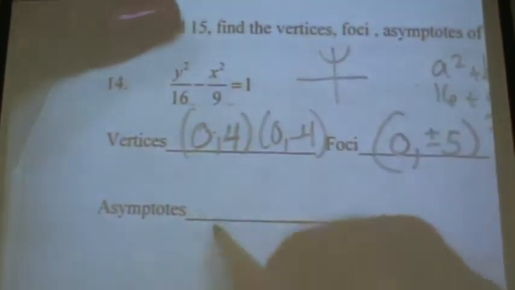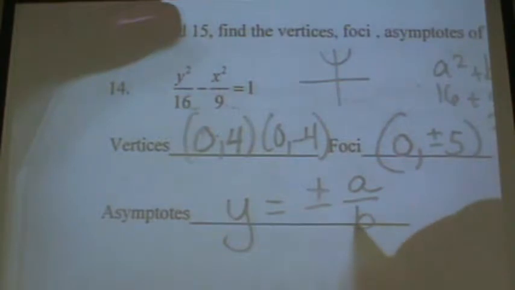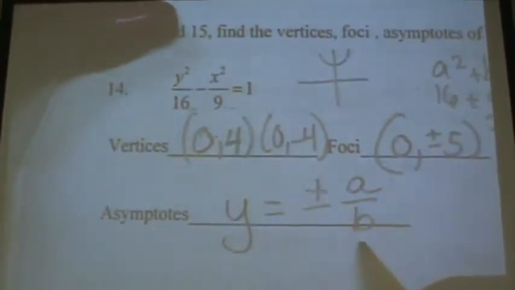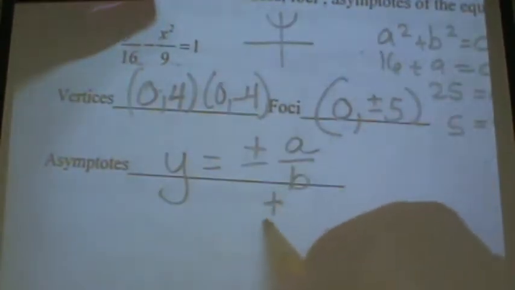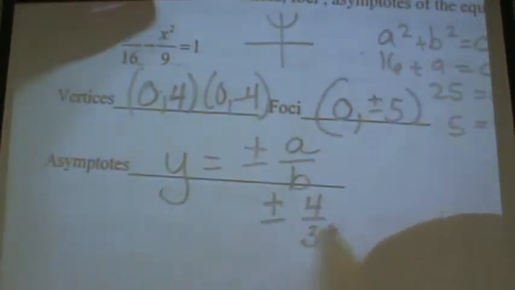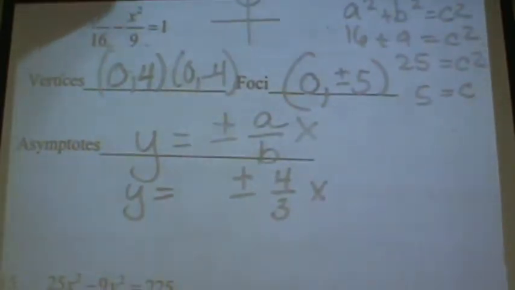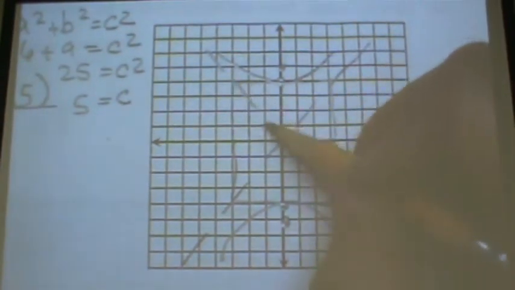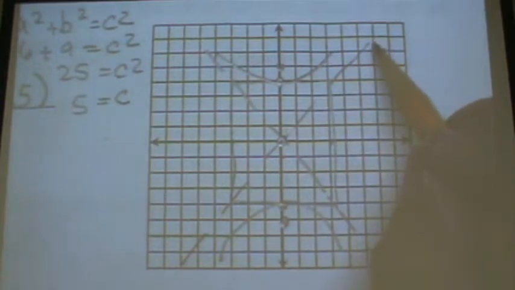And your asymptotes, if it's like a tree, your asymptotes are plus or minus a over b. If it's on its side, it's b over a. So what's the a value? 4. What's the b value? 3. So it's plus or minus 4/3 x. I forgot my x. These are your asymptotes. And look at it, it's up 4 and over 3. That's y equals -4/3 x, and this is y equals +4/3 x.